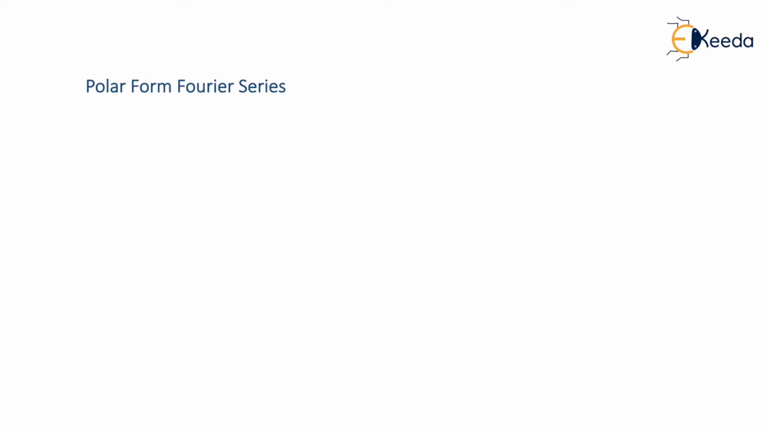Let's see how this polar form Fourier series comes into the picture. Before that, I want you to understand how to convert a complex number into polar form. For example, if we have a plus jb, this is a complex number, am I right? This is also called the rectangular form.